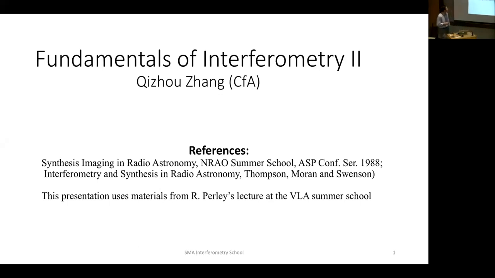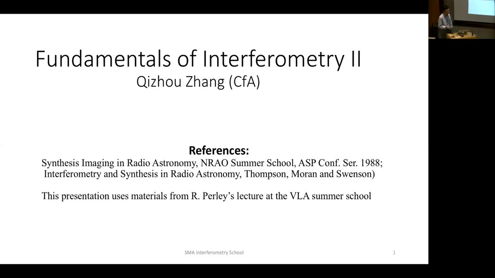As I mentioned before, there are two reference books that I found very useful. One is Synthesis Imaging in Radio Astronomy, which came out of a series of the NRAO VLA Summer School. This is really good material to use. The other is Interferometry and Synthesis in Radio Astronomy by Thompson, Moran, and Swenson, which you can download from Springer's website. My talk also used some of the materials from Rick Perley's lecture in the VLA Summer School here.